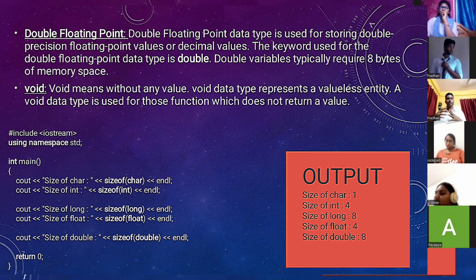Now, what is void exactly? In general terminology, what do you mean by void? Something that's empty. Yes, perfect. Something which is empty. So those data types which are not returning any value, we use void.